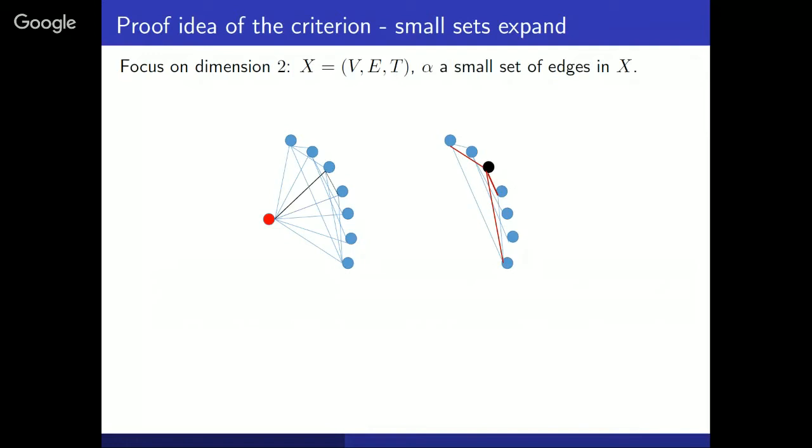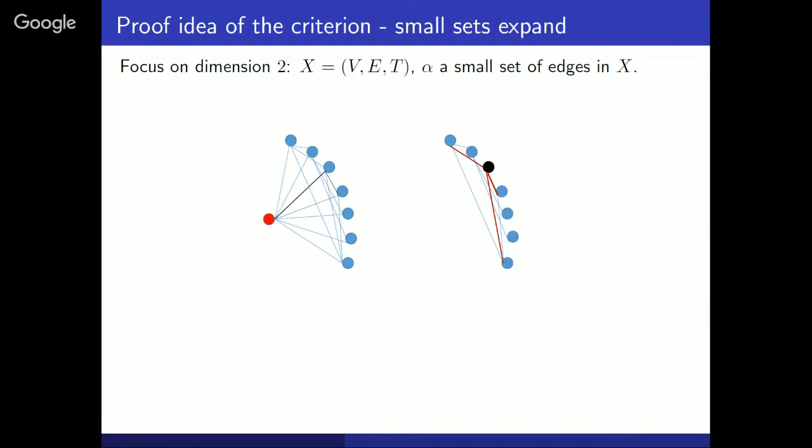So yes, we want to say, because we are in a cosystolic setting, that everything that is small must expand. We might have things which do not expand and are not trivial, but everything that does not expand must be large. So everything small must expand. So how could the local and global structure help us?